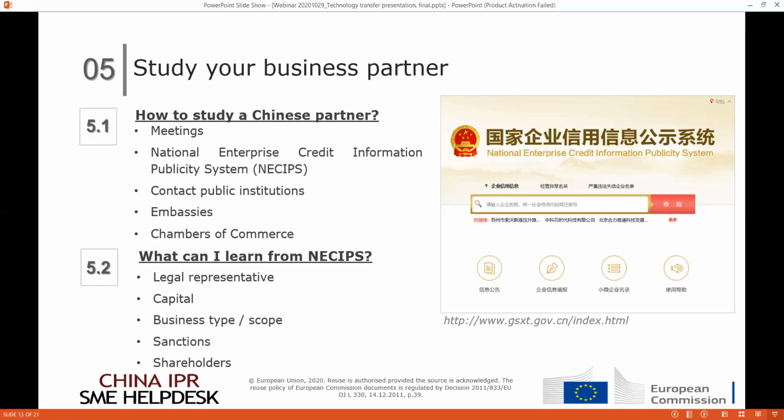You also will be able to see if this company was sanctioned in the past, so it gives you an idea of how reliable it is. And also who the shareholders are, who the people behind the company are. Finally, I also recommend contacting embassies and Chambers of Commerce and asking them who these people are, who I am dealing with, and these institutions will be able to provide some information.